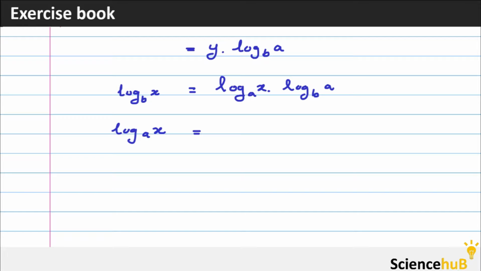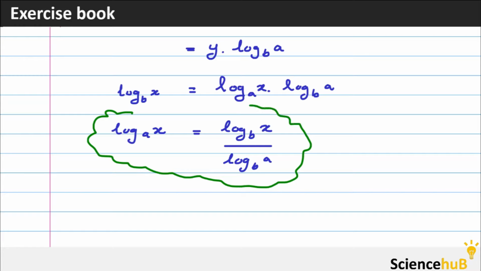log_a x is equal to log_b x divided by log_b a. This is the proof of the change base formula.